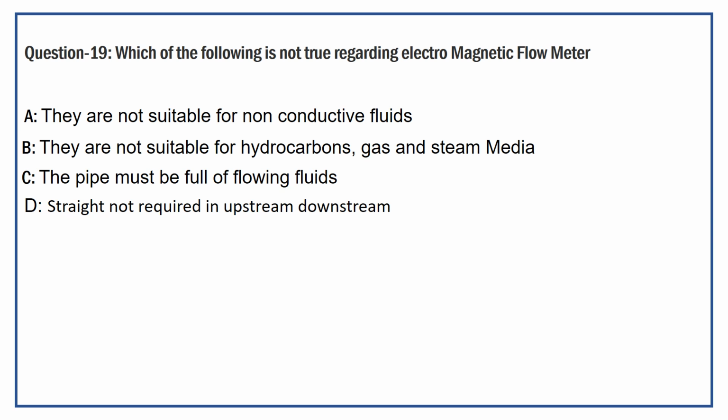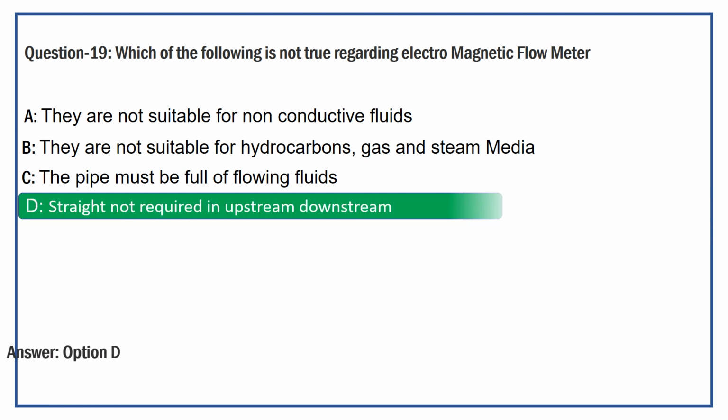So the correct answer of this question is option D, straight run is not required in upstream and downstream. Yes friends, option D is not correct regarding the electromagnetic flow meter. All other options are correct for electromagnetic flow meter. So the right answer of this question is option D, because it needs a straight run in upstream and downstream of 3D and 5D.